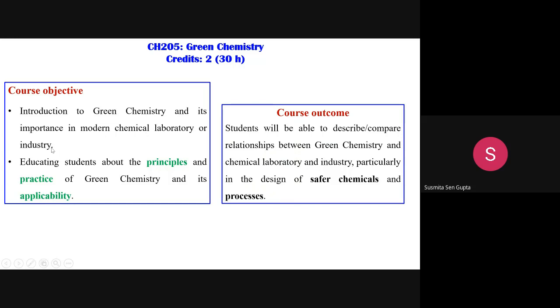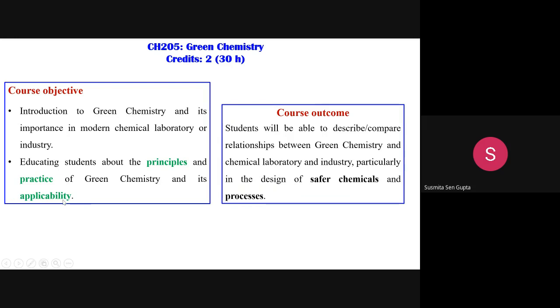What is the knowledge of green chemistry? It will be first proof, and how this knowledge of green chemistry can be utilized in the laboratory work as well as in the industry. I will explain everything to you slowly. What else will we study? Educating students about the principles and practice of green chemistry and its applicability.